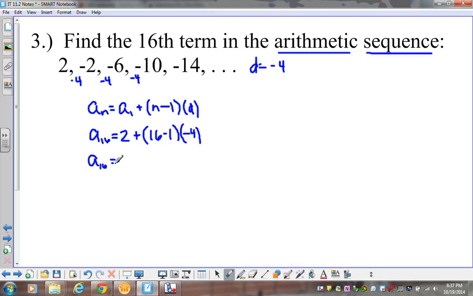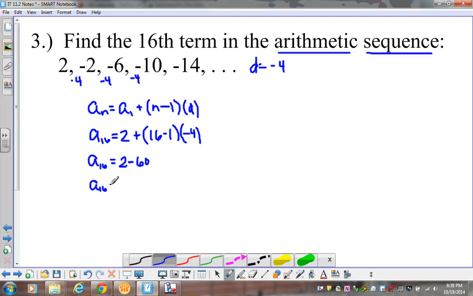Let's simplify now. I've got my 2 plus, now 16 minus 1 is 15. 15 times negative 4 is negative 60. So we can put minus 60 here instead of plus. Again, 16 minus 1 is 15, and 15 times negative 4 is negative 60. So 2 minus 60 gives me a 16th term of negative 58. Cool. That would be my 16th term.